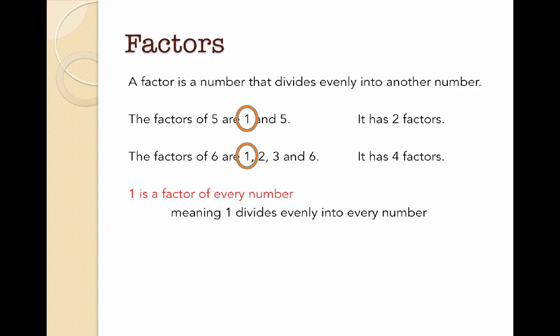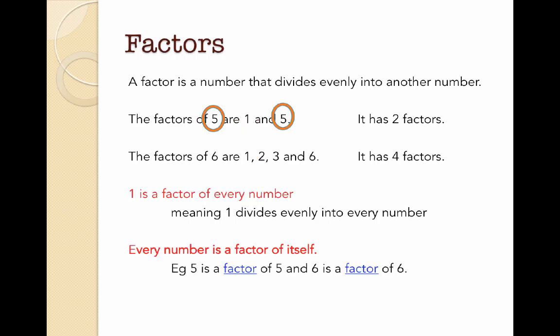Some interesting things about factors. 1 is a factor of every single number. This just means that the number 1 will divide evenly into every number. Every number is also a factor of itself. So for example, 5 is a factor of 5 and 6 is a factor of 6. This is true for every single number. So for example, 1,000 is a factor of 1,000.